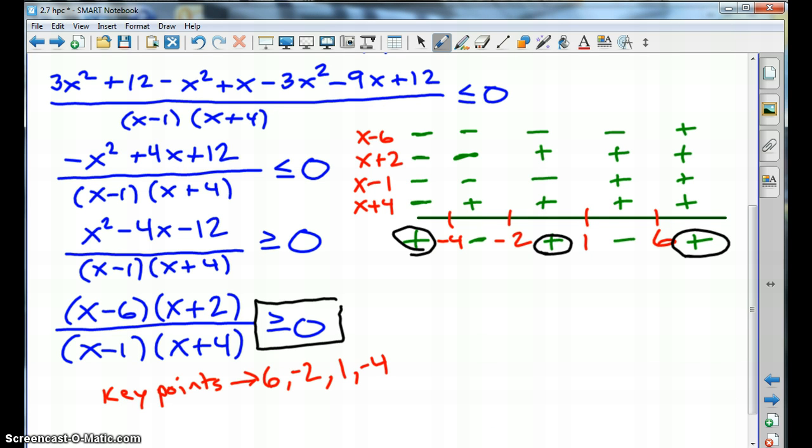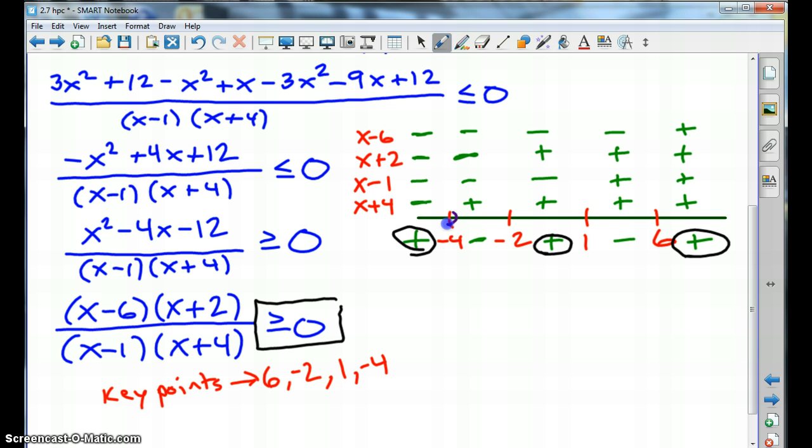We have one more thing we have to do though, and that is we have to figure out, are we including the key points, the 6, the negative 2, the negative 4, the 1, are they inclusive or not? When I look at this symbol, it says greater than or equal to 0, which implies that it includes all those points. But if you look back at this factored form of our inequality, we have some domain restrictions. X cannot be 1 and x cannot be negative 4.